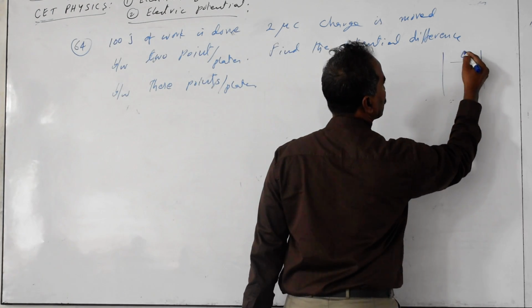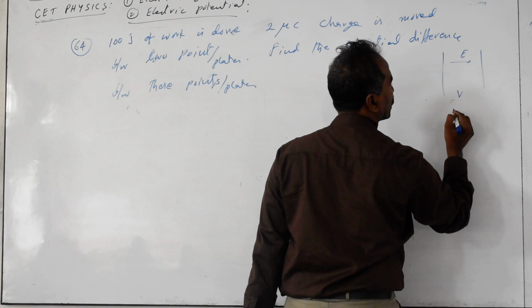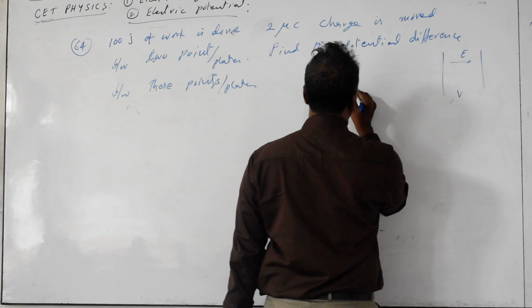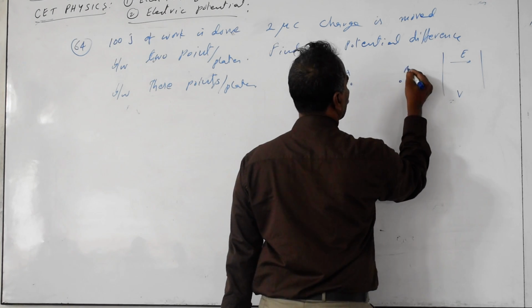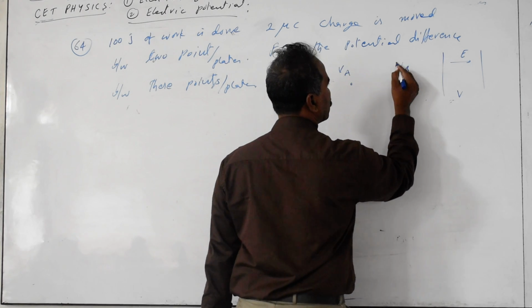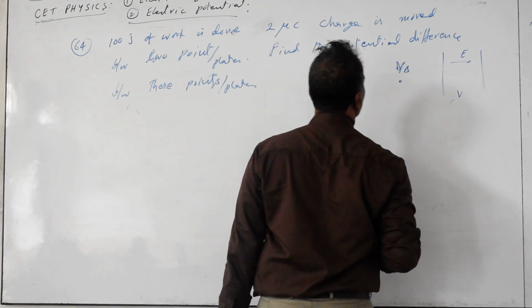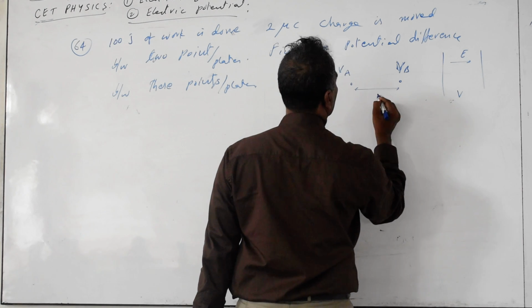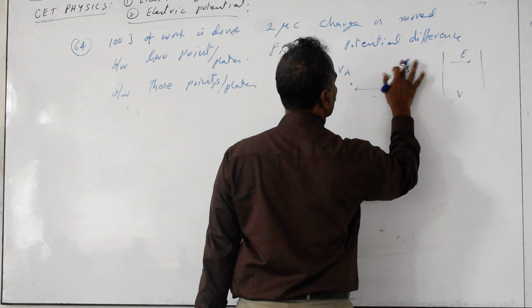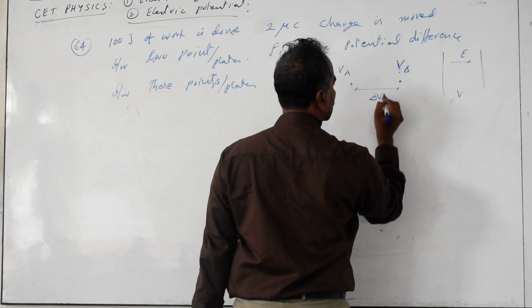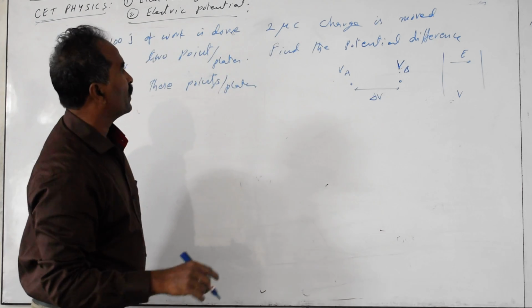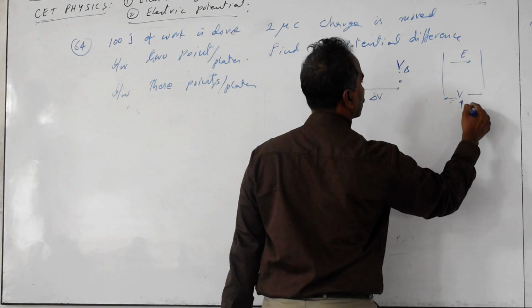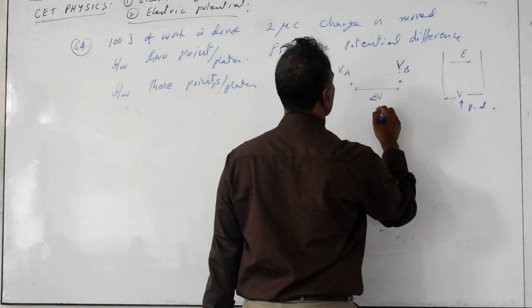Between these 2 plates, the electric field E may be given, or the potential difference V may be given, so V we have to find out. Delta V or dV may also be given. Or between the 2 points, if you take A and B, the potential at A is VA and the potential at B is VB. The potential difference is delta V. So between these 2 points, we can take delta V or dV. Delta V is the potential difference between the 2 points. Here also I can take delta V, or V, as the potential difference.